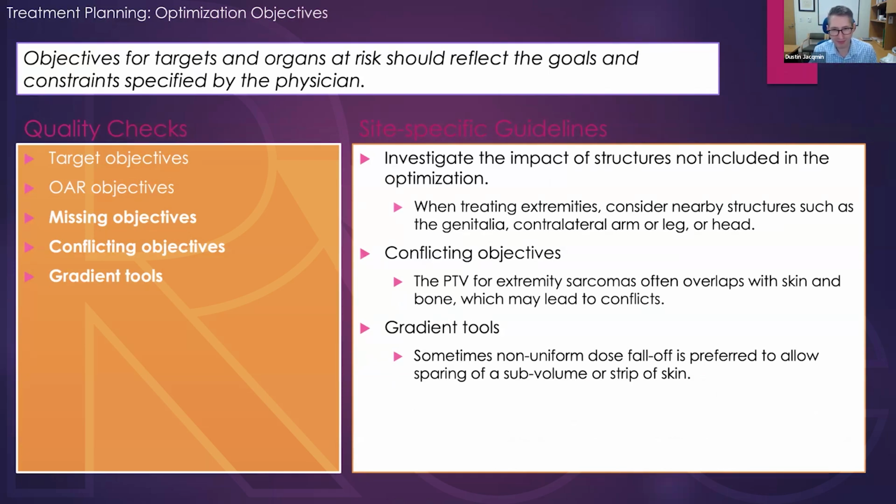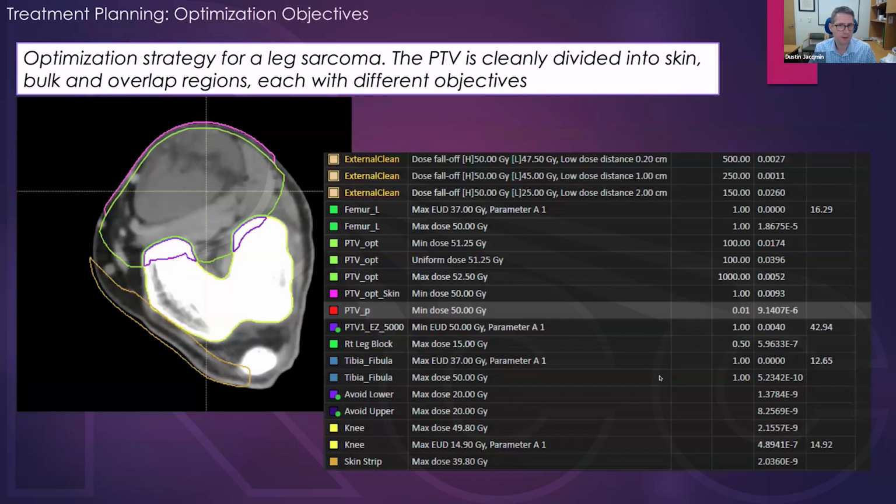Here's where I was talking about things before. So the PTV for extremity sarcomas often overlaps with the skin and bone, and these are organs that are going to be spared, and so there might be conflicts, and you might need to undercover the target volume in order to achieve some of these goals. Lastly, we often try to have uniform dose falloff in all types of radiotherapy planning, but you will more likely see non-uniform dose falloff in sarcoma because of the desire to protect this strip of skin. So very often you'll have more dose falloff lateral to the strip and very fast dose falloff toward the strip of skin. Let's look at a couple examples here.